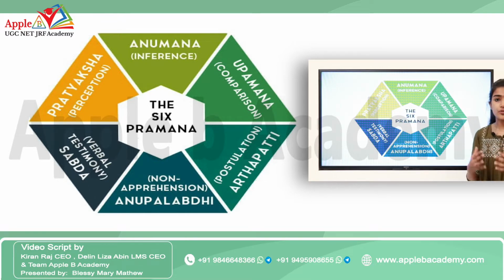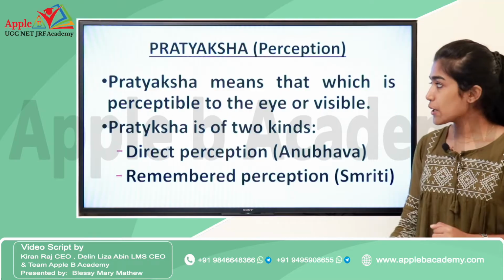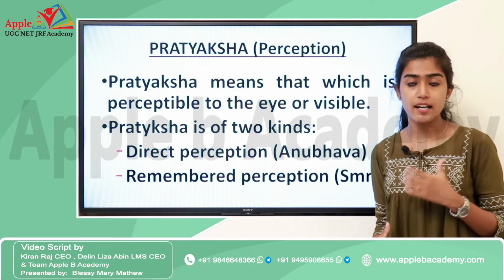As I have already mentioned, Pramanas are the valid sources. These are the 6 important valid sources from which we get accurate and valid knowledge about the world. Now we will look at each of these Pramanas in detail.